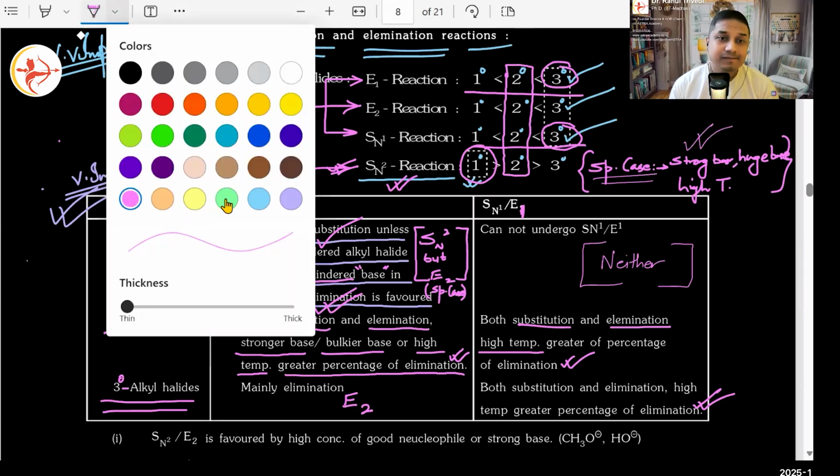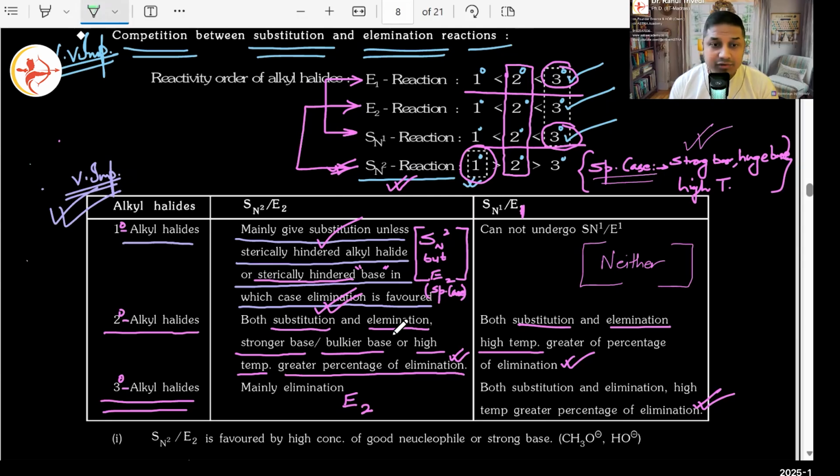Make sense? Yeah. Let's write down in case of 2 degree. In case of 2 degree, either SN2 or E2 can form, an equally likely case. Yes or no? Is this clear? Either SN2 or E2. In which case E2? When we have a special case. E2 in special cases. Good.